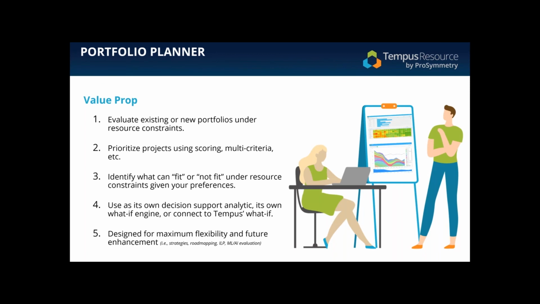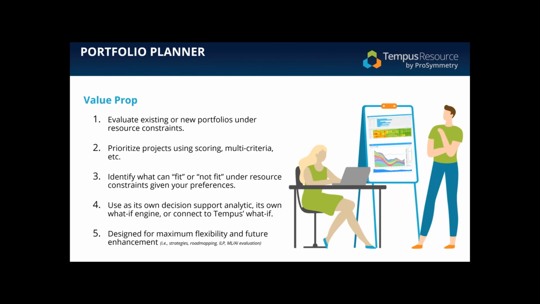That'll come through our customer success team. But a few really important things to keep in mind. Number one, this feature lets you evaluate existing or new portfolios under your resource constraints. Two, this will allow you to prioritize projects using scoring, multi-criteria, calculated values, subjective values, and essentially normalize your selection by using filtering, which is essentially what normalizing would do inside of a list.